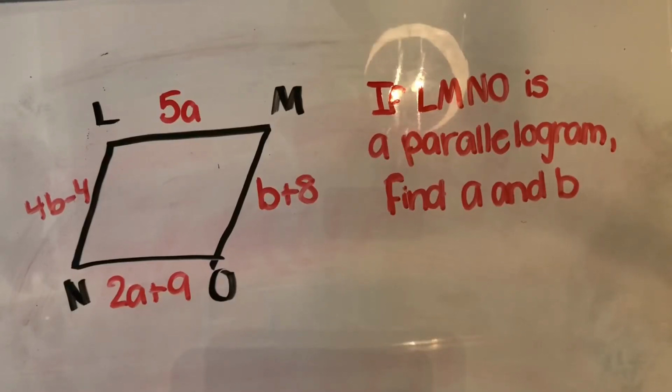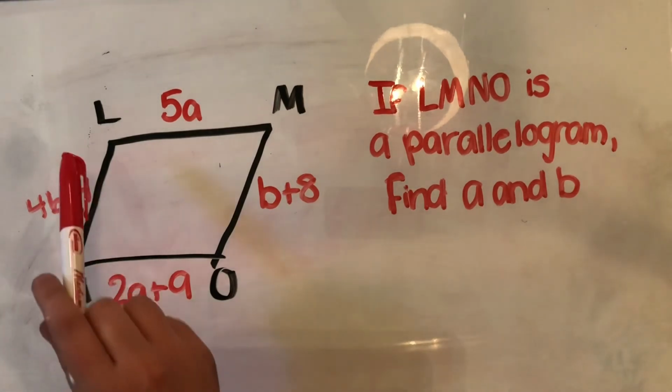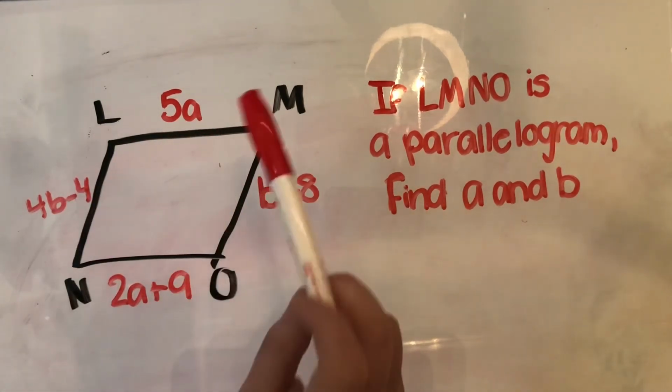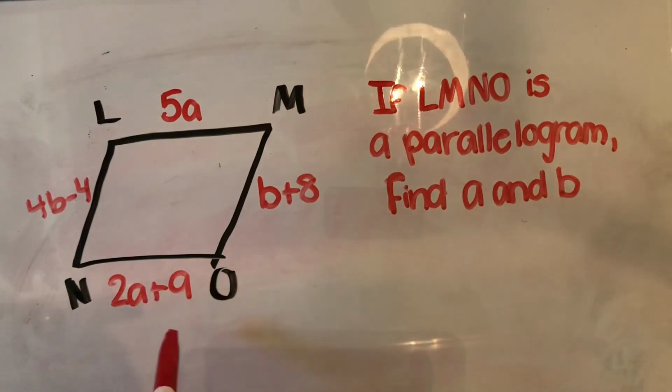Alright, so we are given this quadrilateral, LMNO, and we are told that LM is equal to 5A, MO is equal to B plus 8, ON is equal to 2A plus 9, and NL is equal to 4B minus 4. And the instructions say, if LMNO is a parallelogram, find A and B.